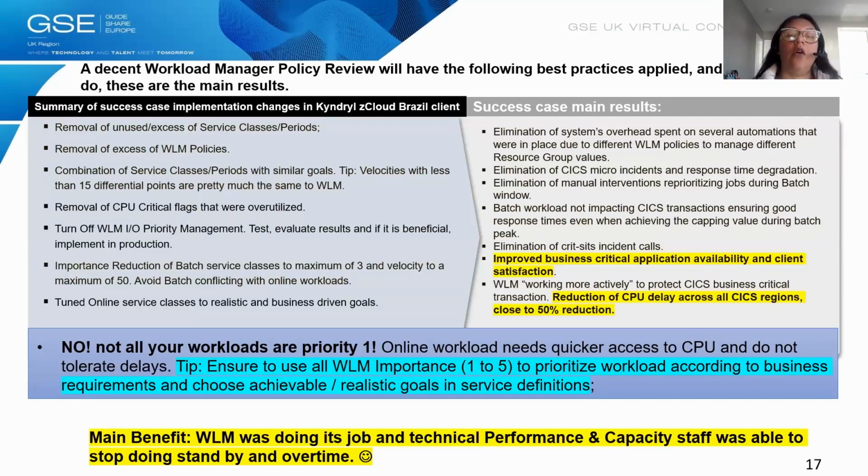But the online workload needs quicker access to CPU, right? And so try to dedicate importance 1 or 2 for online workloads, 3 for hot batch, and 4 and 5 to the majority of the other batch. That will keep your online safe and your workload mix, everything will run smoothly.